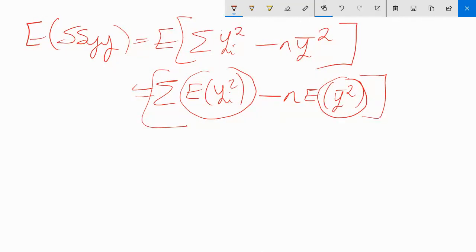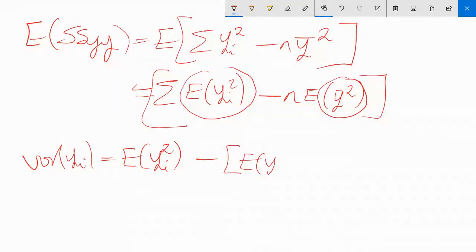We know that the variance of yi is equal to the expected value of yi squared minus the expected value of yi.